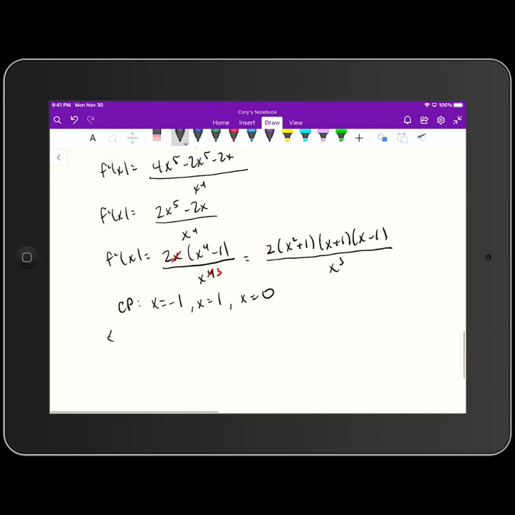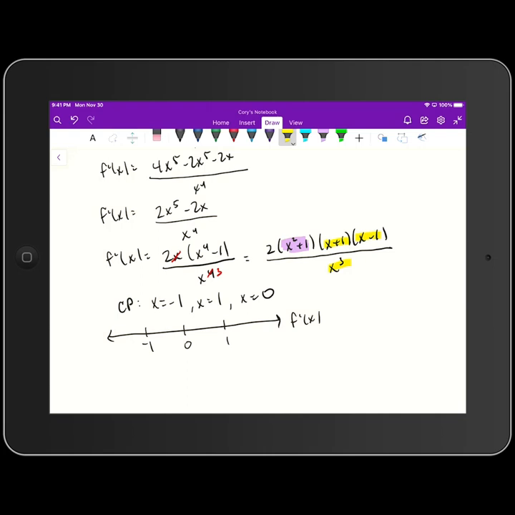Okay, so we're going to make a sign chart here for f prime. We're going to list the critical points in order from smallest to largest. And then I'm going to test the rightmost interval because it's the easiest one for me to test. Now, I don't have to bother testing that first factor, x squared plus 1, because no matter what we plug in for x, that factor is always going to be positive. Okay, so our sign is going to be dependent on these three factors, x plus 1, x minus 1, and x cubed.